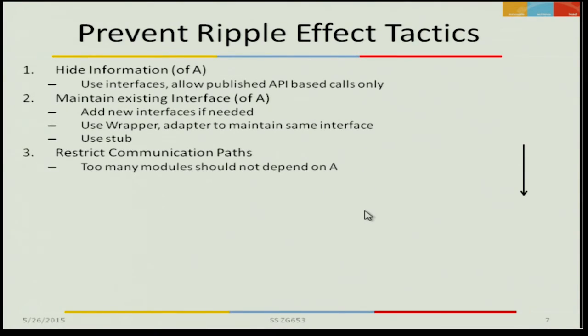Restrict the communication path. If too many modules are dependent on A, then this needs to be restricted from the modifiability point of view. If too many modules are dependent on A, then if A is modified, many people will be impacted.